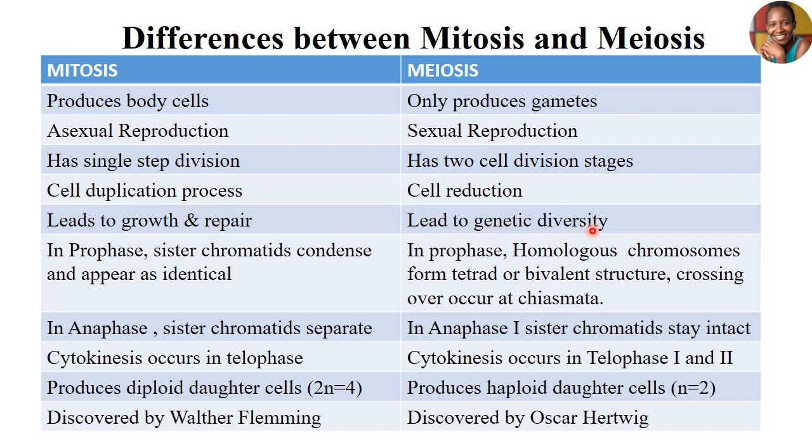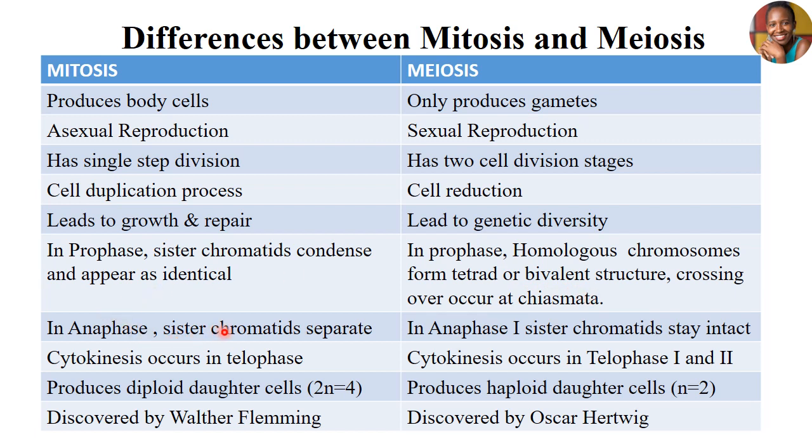In mitosis, it leads to growth and repair of structures, while in meiosis, the process leads to genetic diversification. The other difference is that during the prophase stage in mitosis, the sister chromatids condense and appear as identical. While in meiosis, in the prophase stage, the homologous chromosomes are the ones that form a tetrad or a bivalent structure, while crossing over also occurs at the chiasmata area.